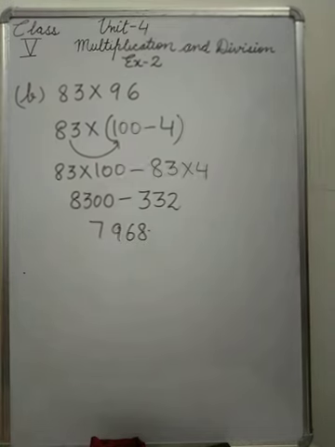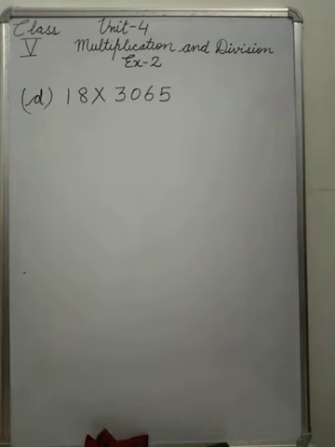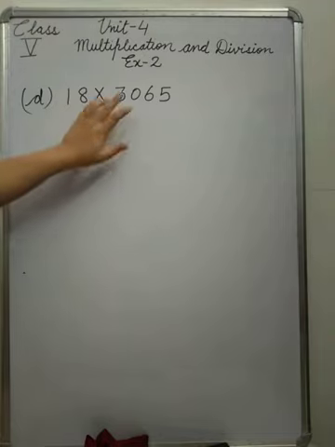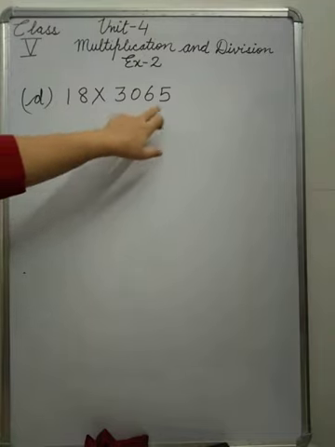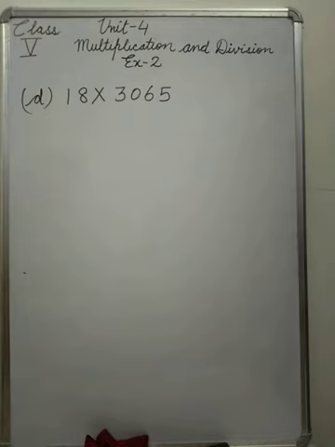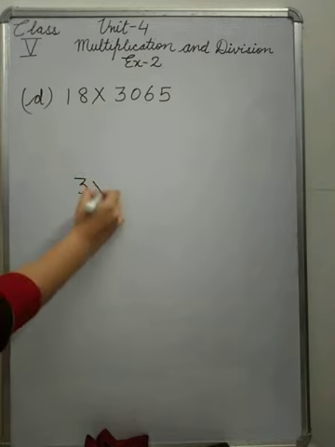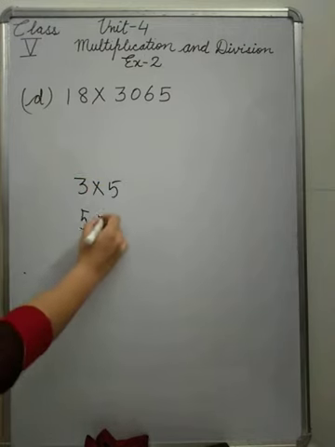See the next. See here. You have to do your calculations easily by using the distributive property. So what you do, 18 into 3065. There are two methods, but which one is the correct one? Means the very easy one, you can say. You can also break this as 3000 plus 60 plus 5. Or you can write 3 into 5 or 5 into 3.